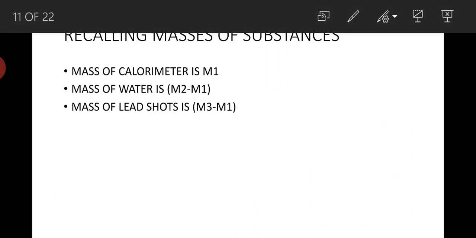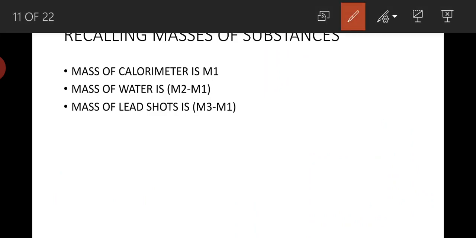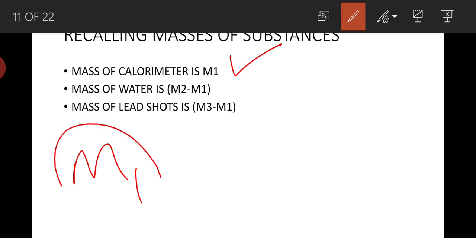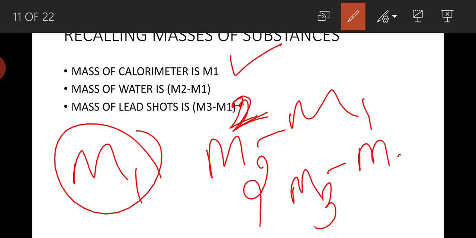Now let us recall once again the masses of all substances. Mass of calorimeter is m1, and you need to remember these masses. Mass of water is m2 minus m1, and mass of lead shots is m3 minus m2. Sorry, not m1 here, it is m2: m3 minus m2.